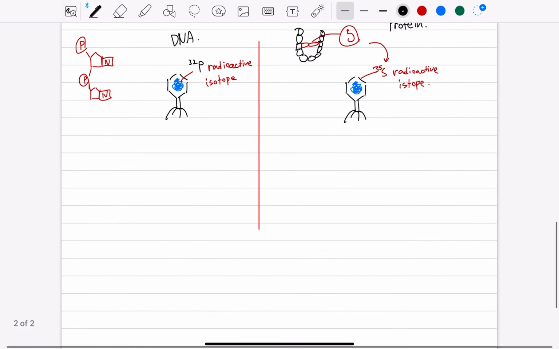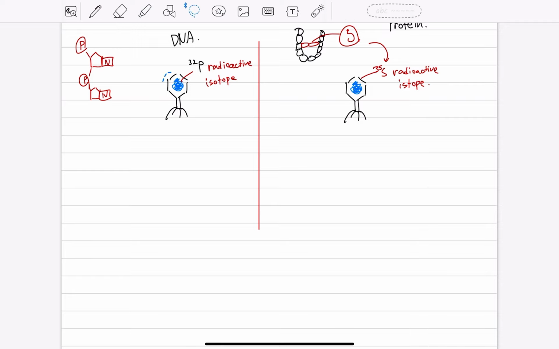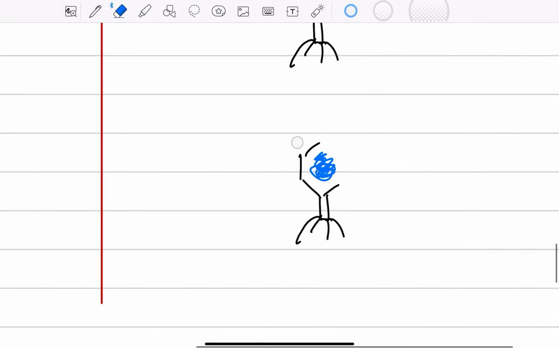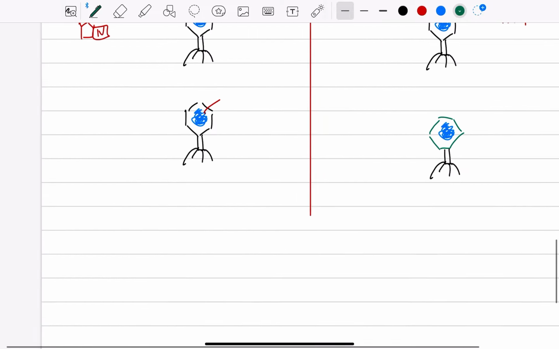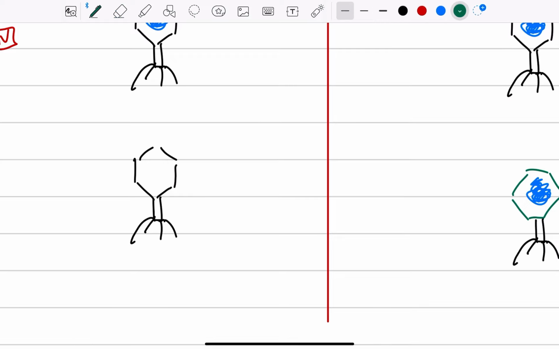Okay, and now that they labeled it, let's also change it up a bit so that we know what we're talking about. So we'll label the protein with green, like this, and we'll label the DNA with red. No particular reason.